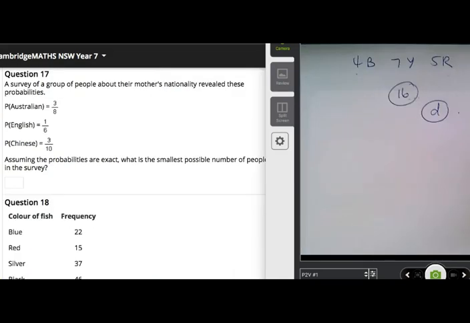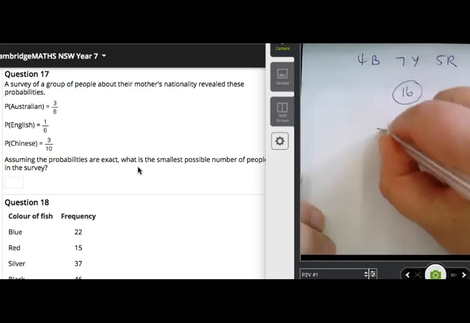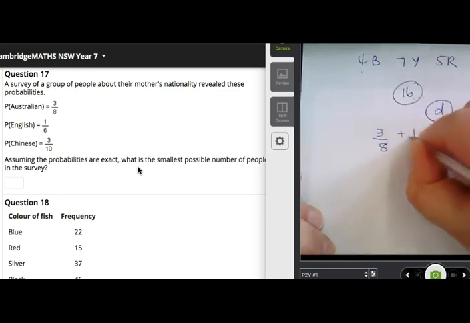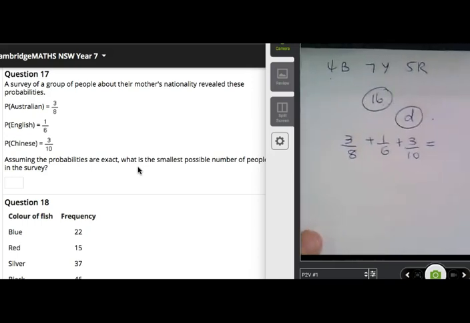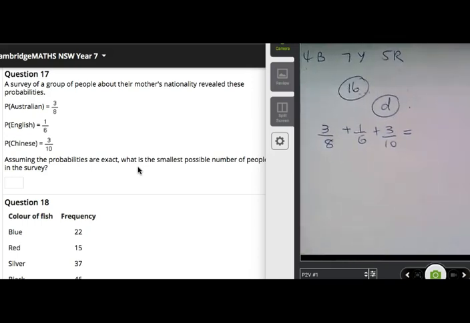A survey of a group of people about their mother's nationality gave these probabilities. We've got Australian, English, and Chinese. Assuming the probabilities are exact, what is the smallest number of people in the survey? Remember, all probabilities have to add up to 1. Let's just see what we've got. 3/8 plus 1/6 plus 3/10.